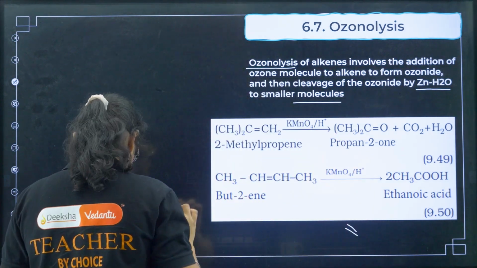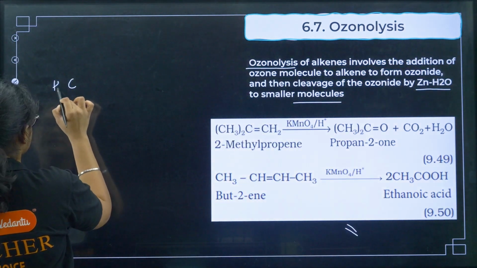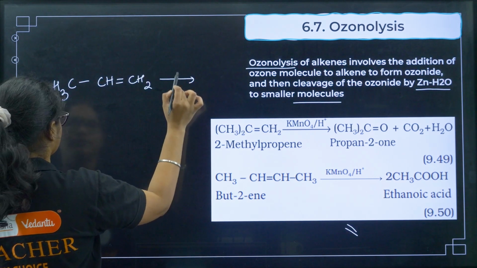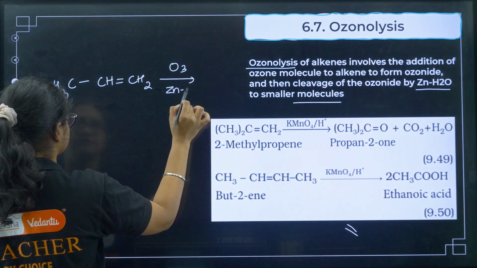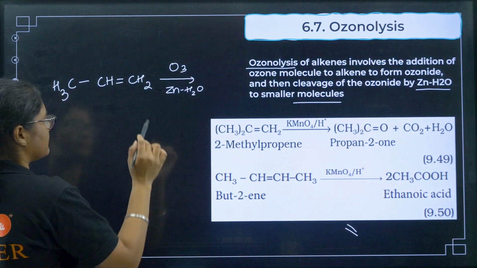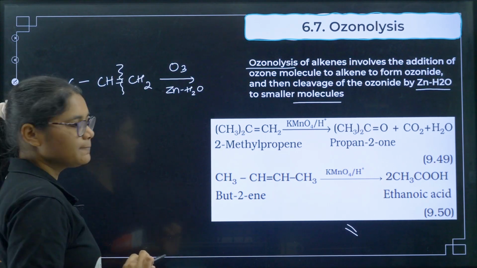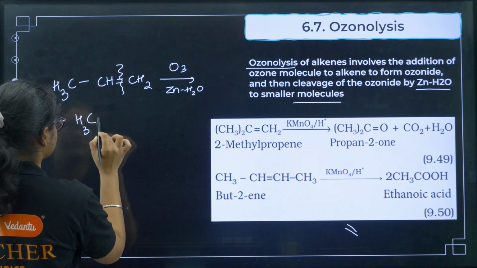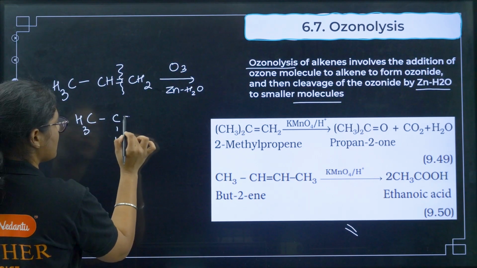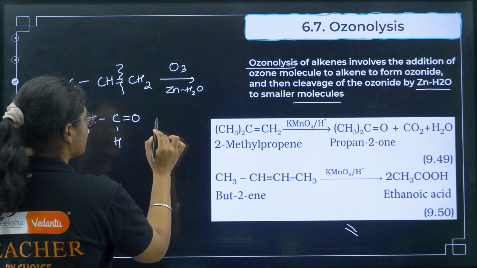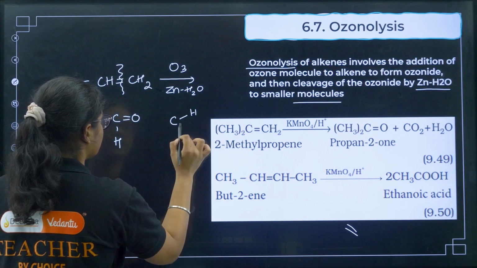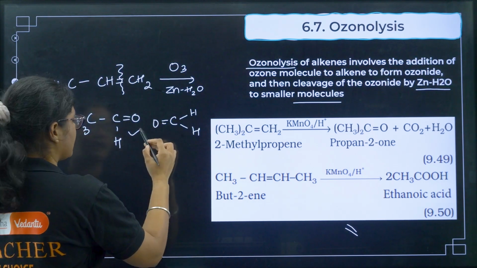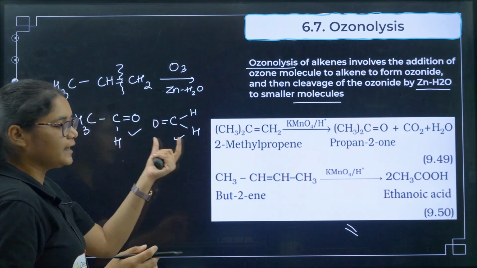This is very interesting. Now see, suppose you have CH3 CH double bond CH2 and you use O3 in presence of Zn water. Now what will happen, this bond will break. Now CH3 CH is there, you have to attach a double bond O, and here also, CH2 is there, and you have to attach one double bond O here. So this will give you an aldehyde and an aldehyde.